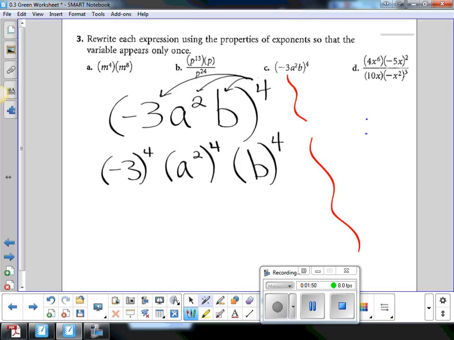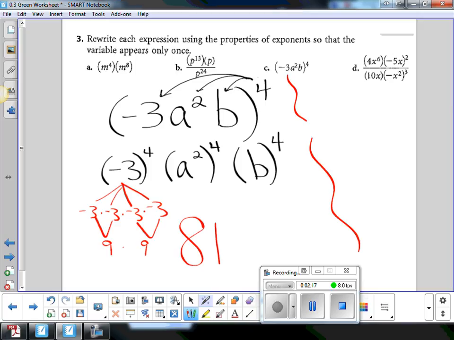So let's get back to the problem that we do have, and you're basically just taking each little piece to the fourth power. -3 to the fourth power means to take -3 times itself, times itself, times itself. That's what taking something to the fourth power means. This makes 9, and this makes 9, and 9 times 9 is 81. So we have 81 as the coefficient out front.